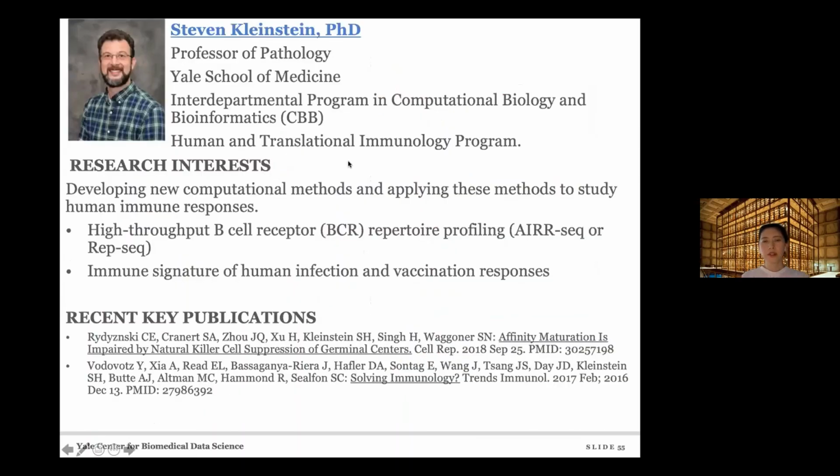And Dr. Steve Kleinstein is a professor of pathology, but he has a strong computational background. I think he majored in computer science, and he's the one to bring the high throughput B cell receptor profiling to the campus, and shared as an email signature of human infection and vaccination responses.